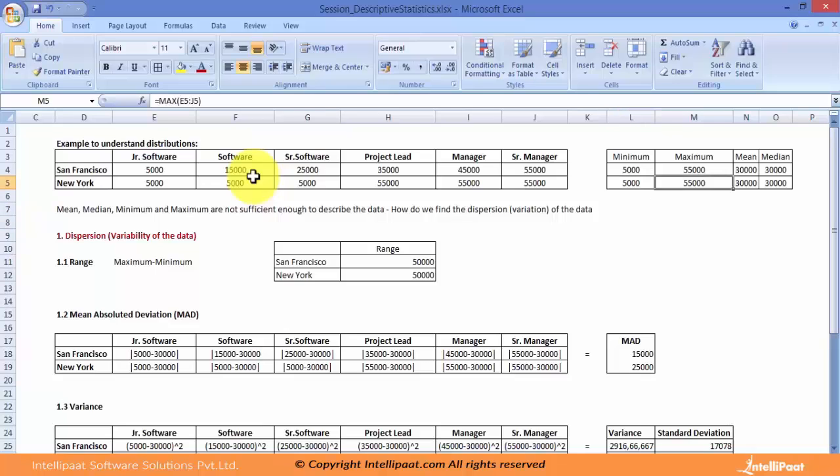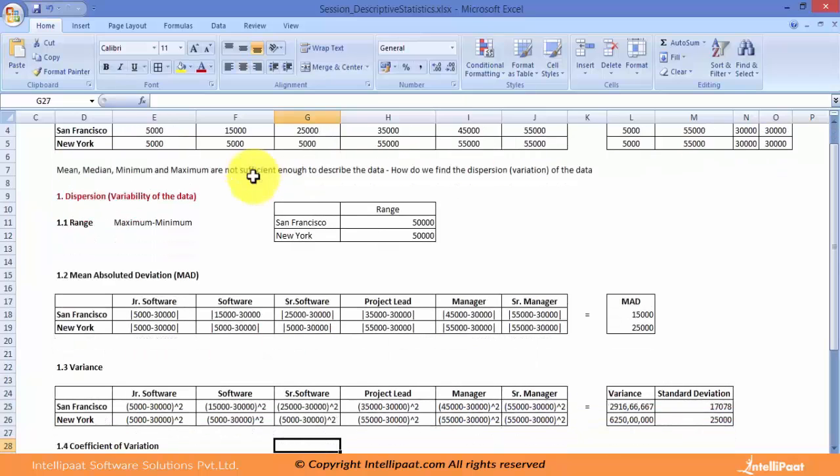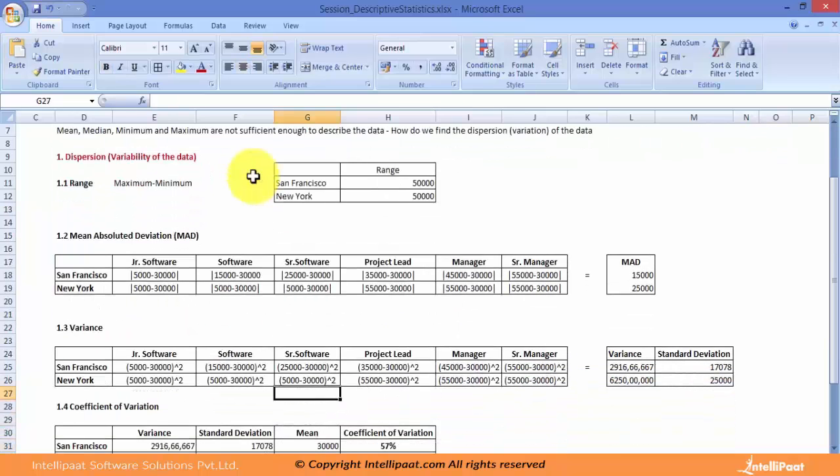Neither the mean nor the max or any other measure, like the median or range, was giving us the variability in the data, but mean absolute deviation is giving us that. Okay, now we are going to the variance. Variance is the same difference but squared, and we calculate the variance as the sum of all these values. Similarly for New York. And then once we calculate the variance, we can calculate the standard deviation.